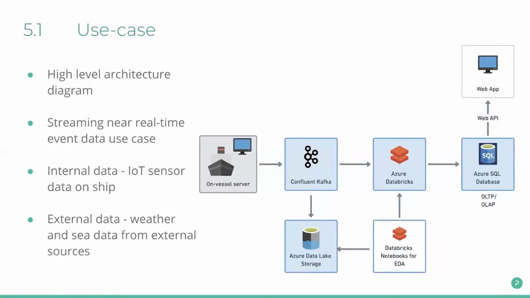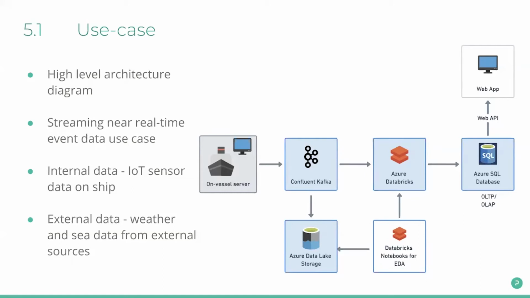On this slide, I'm presenting a high-level architecture diagram that was used for one of our clients. Before I even go there, the client was a shipping firm. The use case of data was near real-time event data. Data could be categorized in two main categories, internal and external.